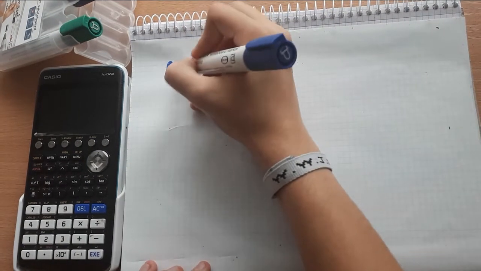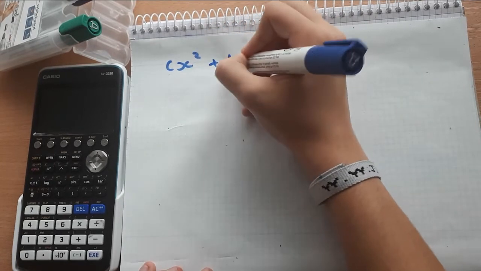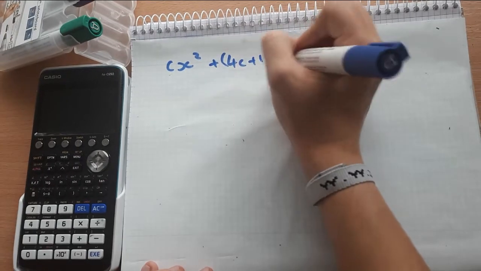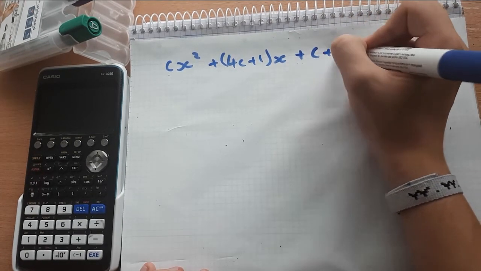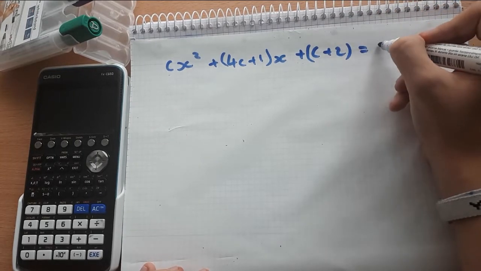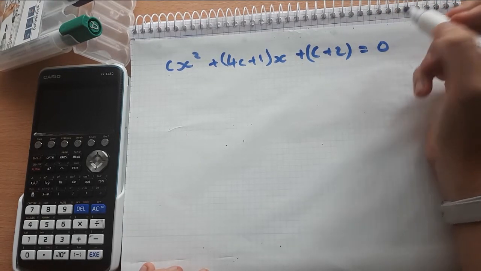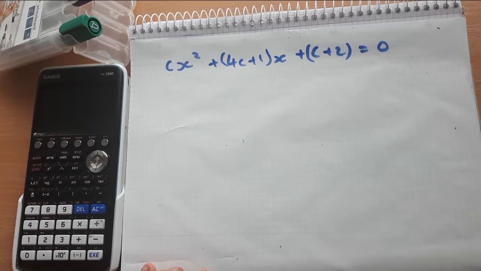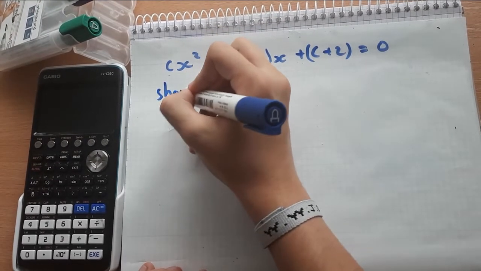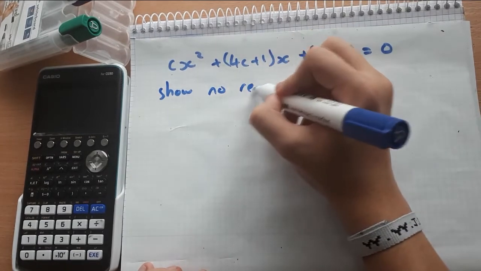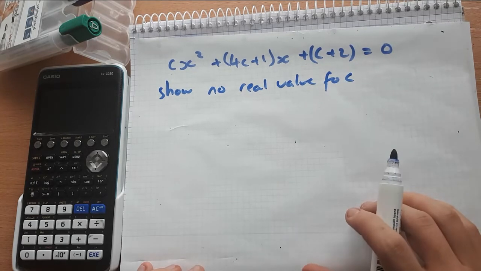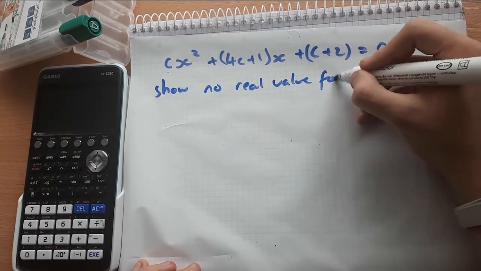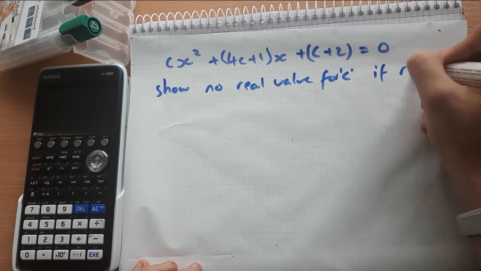Now for a slightly harder question, we have cx squared plus (4c plus 1) x plus (c plus 2) equals 0. Show that there is no real value for c if it has a repeated root.